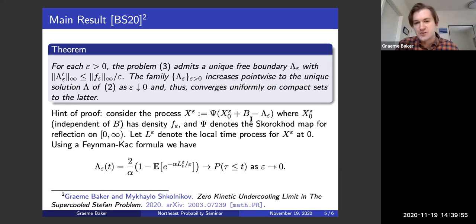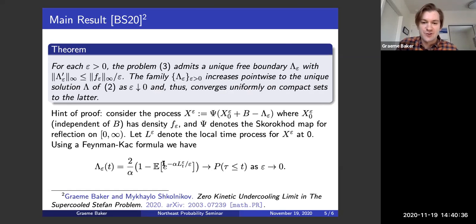And instead of looking at the stopping time at 0, now what we do is we reflect this process. So psi here is the Skorohod map. And we look at the local time of the process at 0. And the big tool that we use, and you can phrase it also in PDE terms, but for showing that it goes to the limiting problem, it's quite nice, is this Feynman-Kac formula. For any epsilon, we have that lambda epsilon is some functional of this local time process.